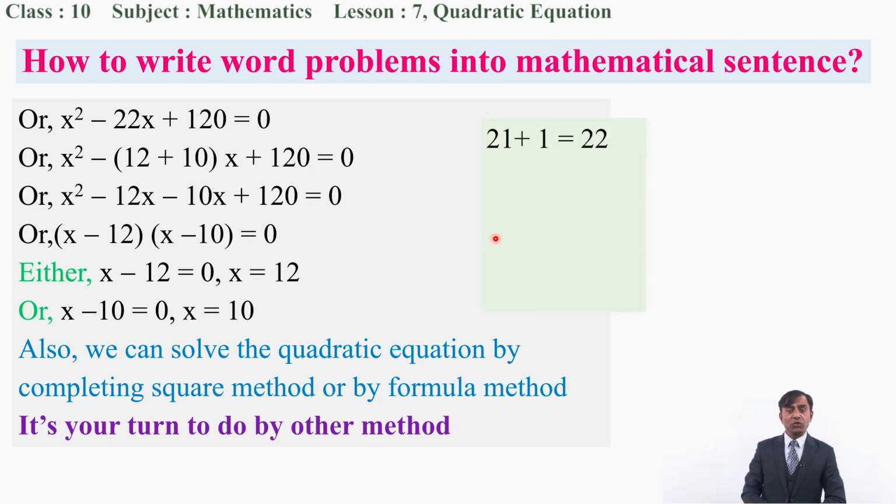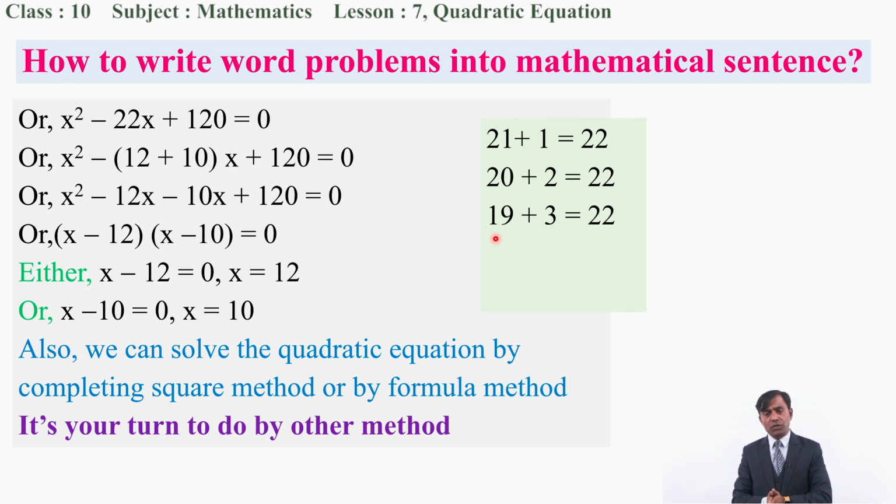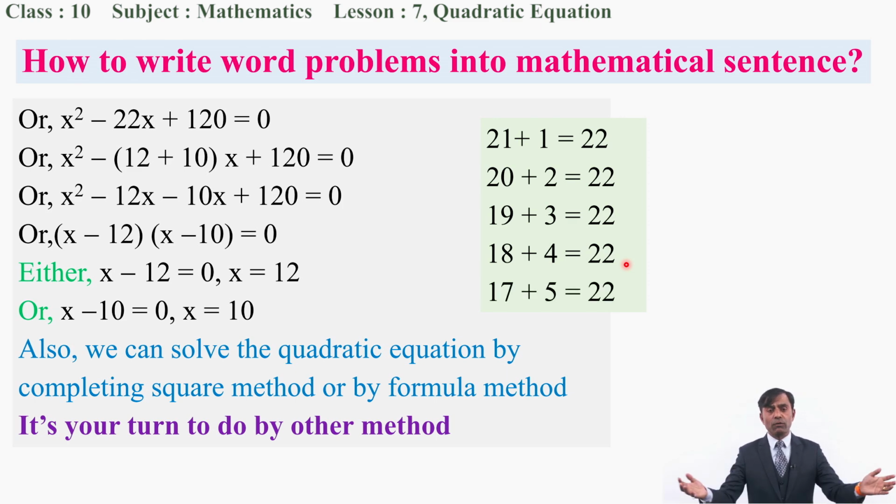Let's see here. Here we are doing just hit and trial. 21 plus 1 is 22. The sum is 22. Are their ages 21 and 1? No, because their product, 21 times 1, does not become 120. So not possible. 20 plus 2, the sum is 22, but their product is not 120, because 20 times 2 is 40. Similarly, 19 plus 3 is 22, but their product is not 120. Similarly, 18 plus 4 is equal to 22, but their product is not 120.